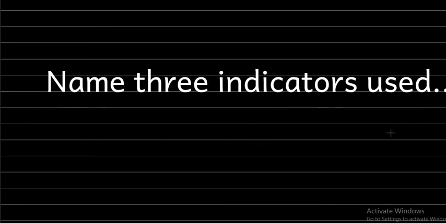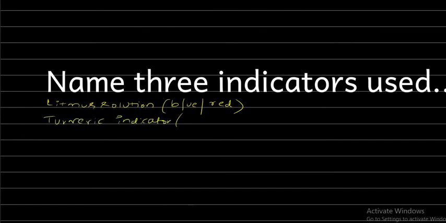Next, name 3 indicators used. What are the 3 indicators that you have used in your textbook? One is litmus solution, or litmus paper, both blue as well as red, and one more is turmeric indicator. Okay, paper also you can use, and one more is China rose indicator. Okay, this is how you can use these 3 indicators to distinguish between acid and base.